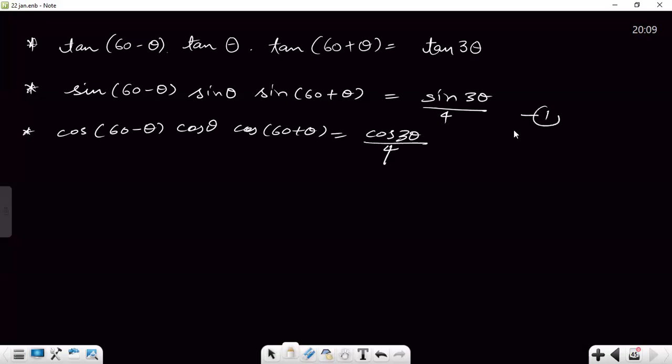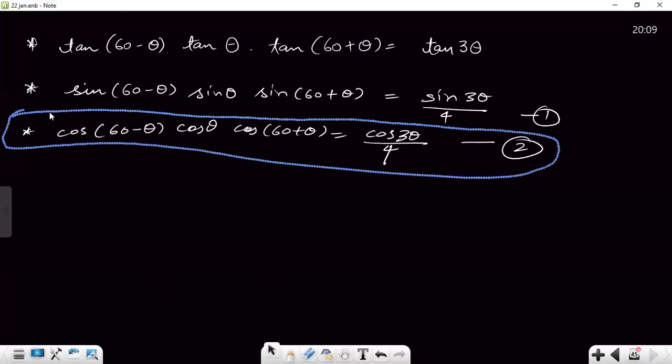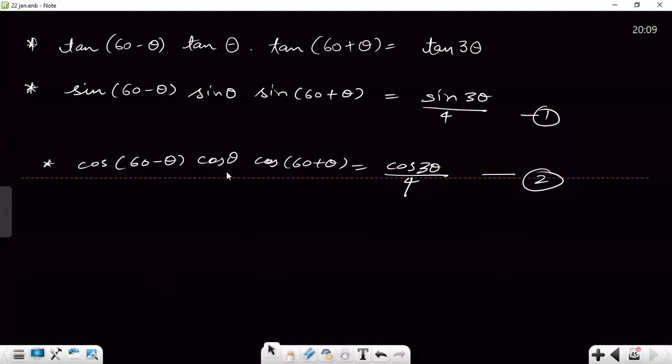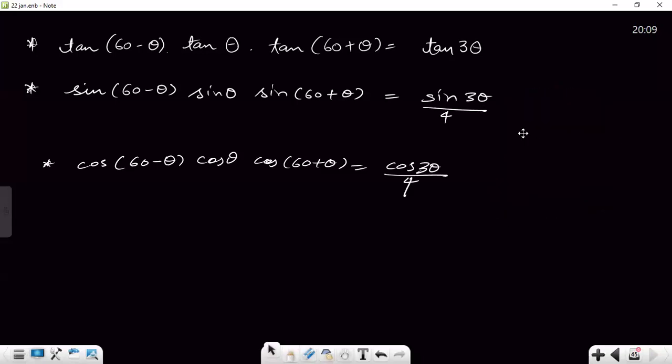And as you know, if we divide equation number 1 by equation number 2, then tan of 60 minus theta, tan theta, tan 60 plus theta will be the outcome on the left hand side. And on the right hand side, sine 3 theta by 4 divided by cos 3 theta by 4 will give us tan 3 theta. That's why tan 3 theta does not have any 4. So this is the logic you can use to remember why there is nothing with tan.